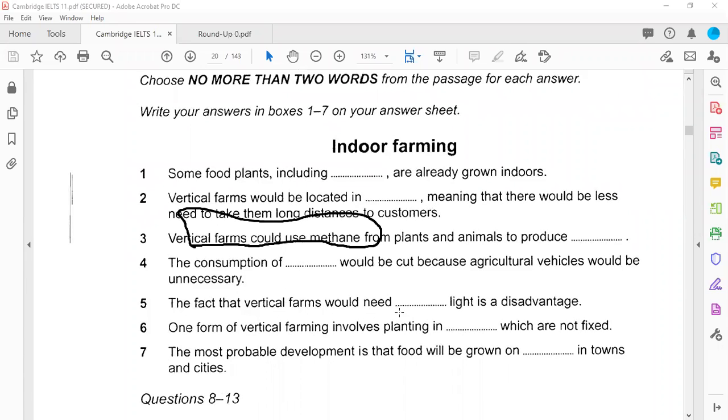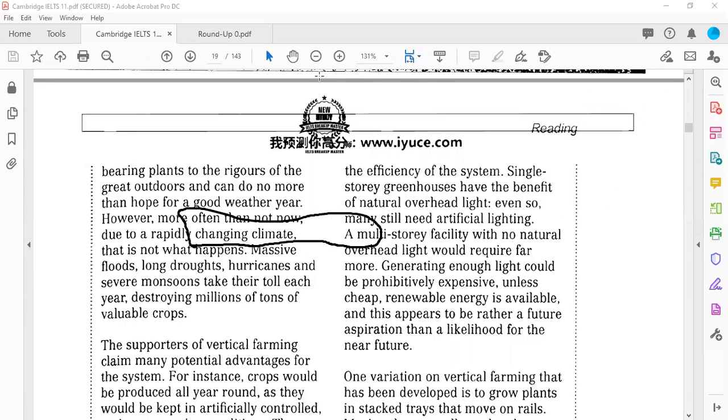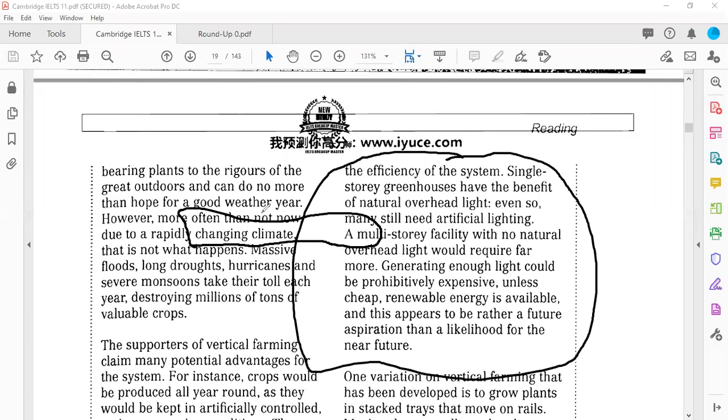Okay, the fact that vertical farms would need light. What type of light will they need? Overhead light. Artificial light. Still need artificial light.